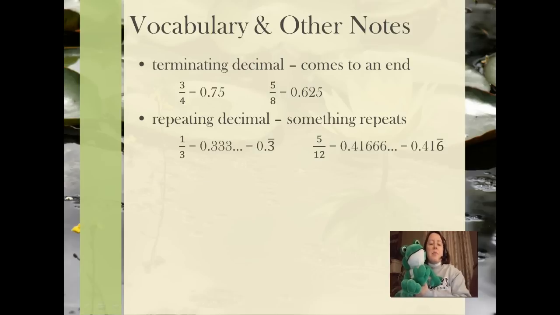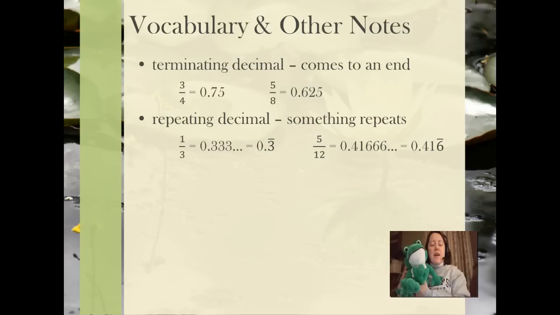We also have repeating decimals. In a repeating decimal, something repeats. It might be a single digit, it might be multiple digits, or it might be digits that start to repeat after a couple of individual digits. For example, we have 1/3. 1 divided by 3 equals 0.333, and it goes on forever, repeating. We write this as 0.3 with a bar over the 3 to indicate that the 3 repeats.